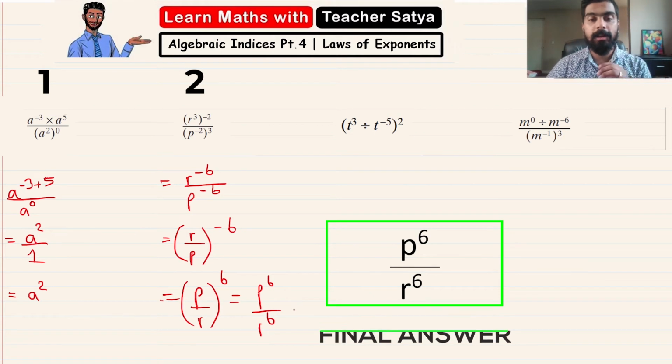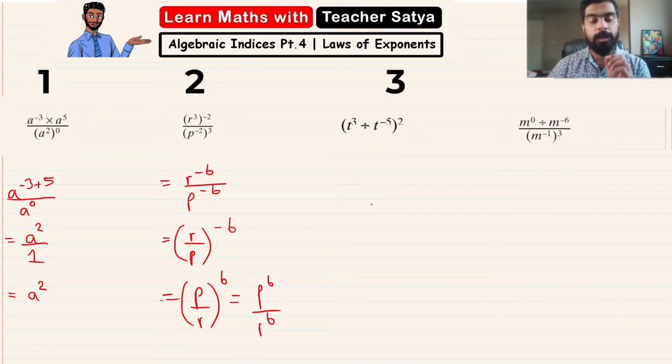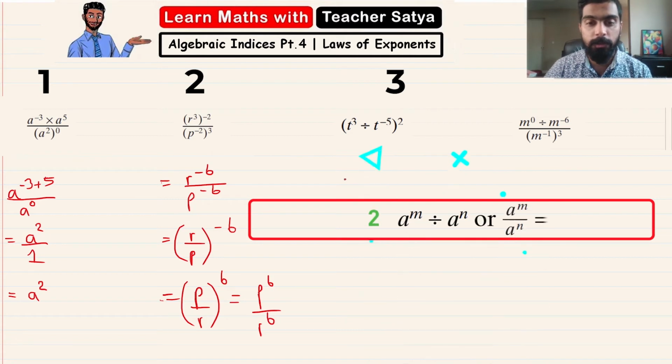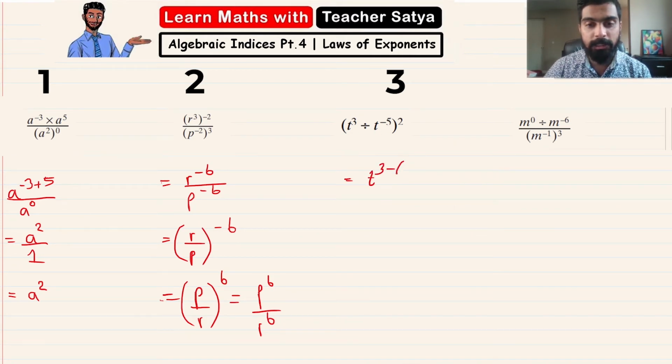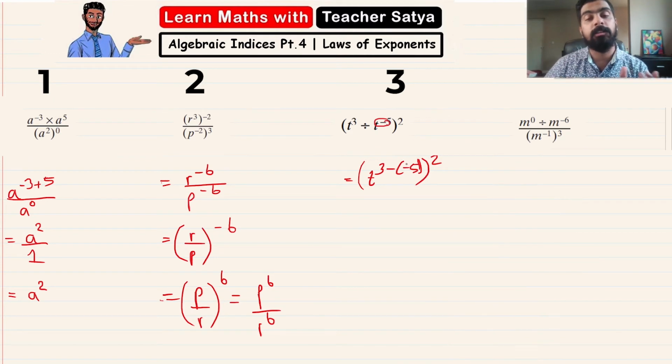Alright guys, now let's go to question number 3. First of all, we will be solving the term inside the bracket using law number 2. So we would have t to the power of 3 minus -5, and this raised to the power of 2, right guys? Now here is where many students make a mistake. They just take this minus and put it as a single minus.